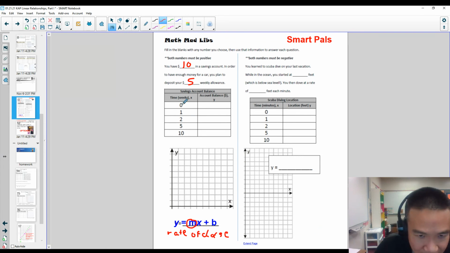So in 0 weeks, in the very start, we started with $10. In the first week, you started with $10 and you put in $5 for that week. So now we're at $15. In week 2, we started with $10. You put in $5 the first week, another $5 the second week. That is $20. In week 5, we started with $10. We put in $5 each week. 5 times 5 is 25. That is $35.